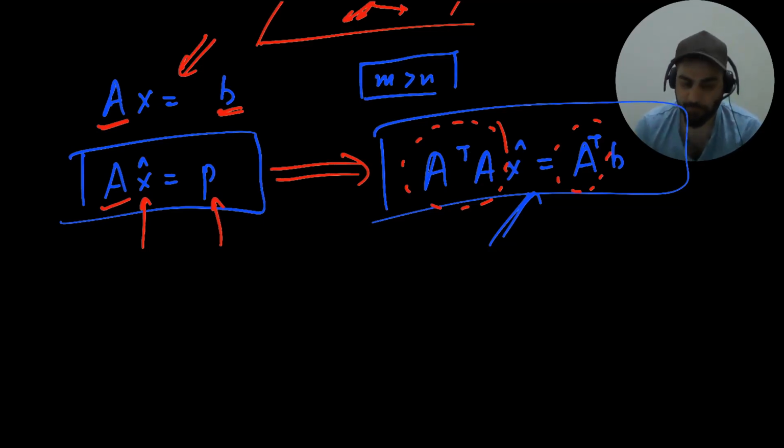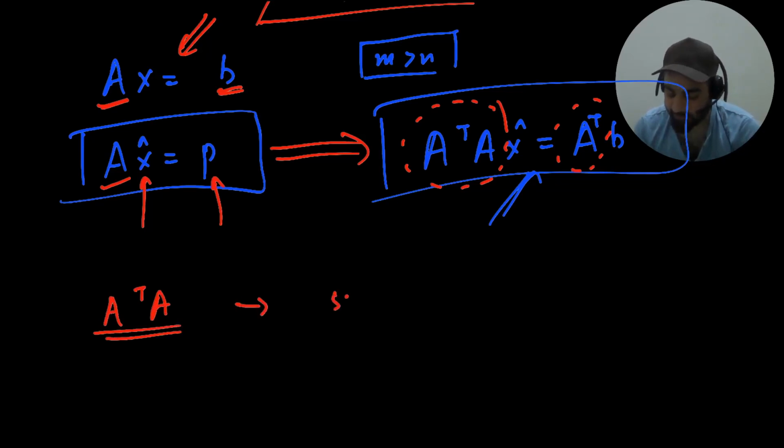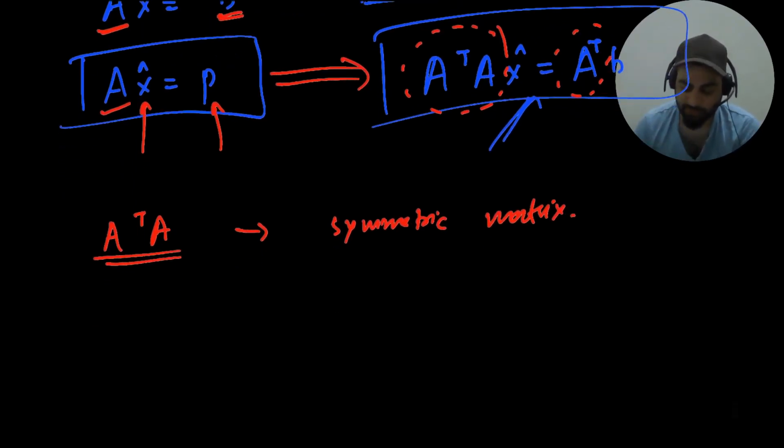So what is the beautiful thing about this A transpose A? If you see, this is a symmetric matrix. What is the meaning of symmetric matrix? Anyone? Amir, what is the meaning of symmetric matrix?